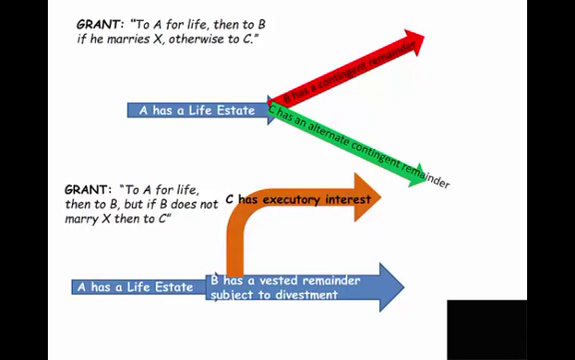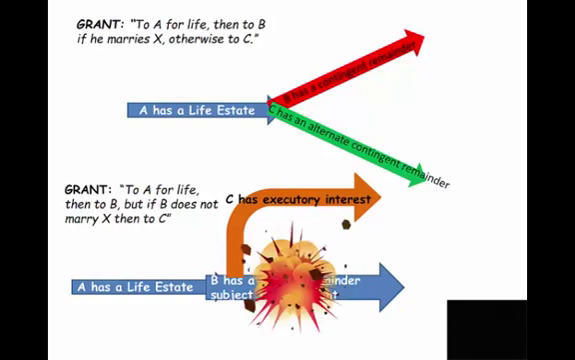By contrast, if the grant is to A for life, then to B, but if B doesn't marry X, then to C, that creates a vested remainder in B that is subject to divestment, and C has an executory interest that blows up B's vested remainder. So let's look at some problems and make sure that we understand this.